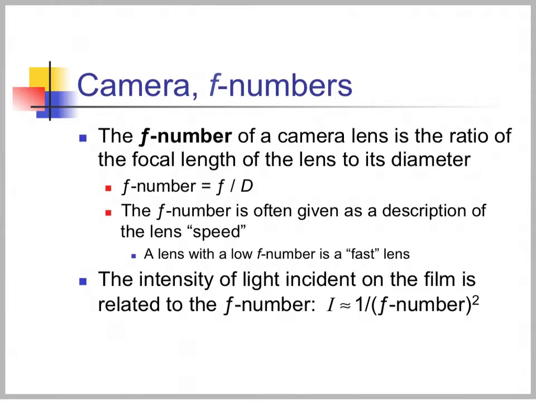The f number is often given as a description of a lens speed. A low f number is a fast lens. As the intensity of light incident on the film is related to the f number. In particular, the intensity goes like 1 over the f number squared.